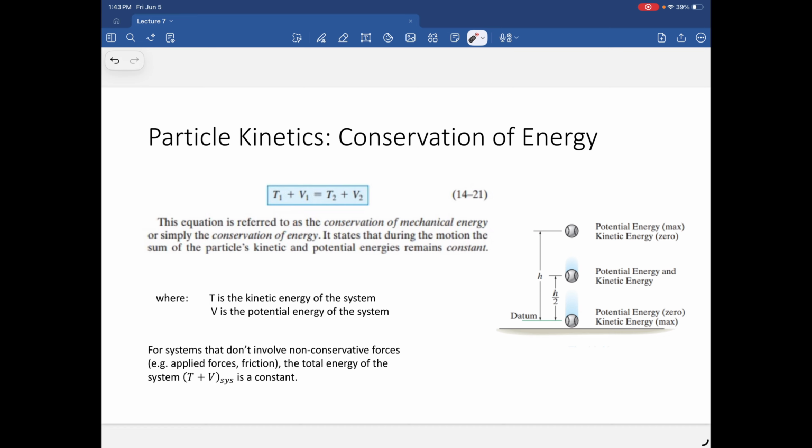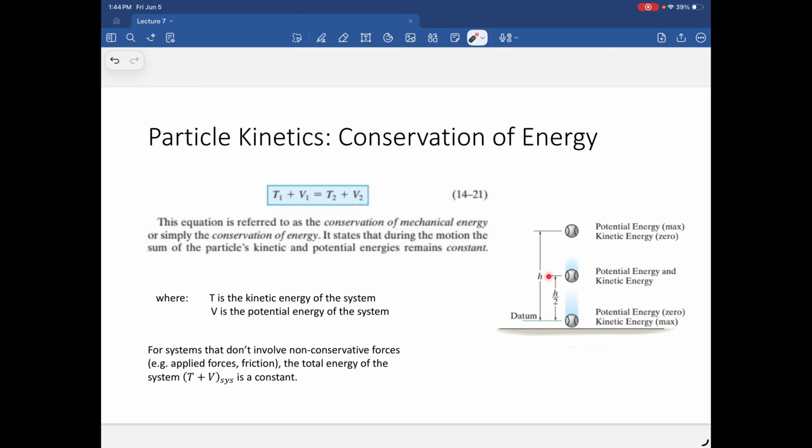These systems do not involve non-conservative forces, i.e. the applied forces or friction, because they would change the overall amount of energy in the system. An applied force would add energy into the system, and friction would remove energy from the system. But for these systems that can be analyzed using conservation of energy, the total energy of the system, both the kinetic and potential energy, has to remain a constant.